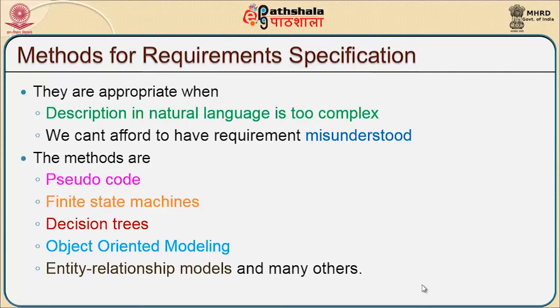After collecting all these requirements, it is time for us to specify them. The methods to be adopted for requirement specification: description in natural language is too complex, so we cannot afford to have requirements that are misunderstood. In terms of specifying all these requirements, we may have to project them in the format of pseudocode, finite state machines, decision trees, object oriented modeling, and entity relationship diagrams. These are a few of the methods with which we can provide the specification.